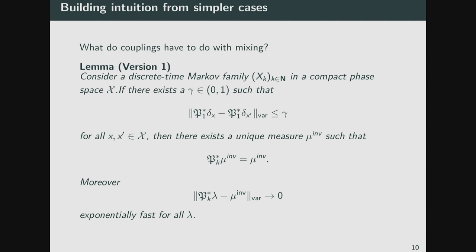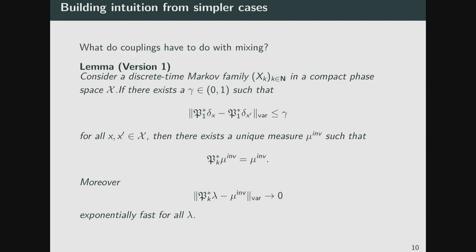I think in Professor Shirikyan and Kuksin's book on 2D turbulence, there are these two proofs. And the first one is just a sort of abstract argument about contractions. And the second one uses coupling. And that's where you get the insight that I want to tell you about.